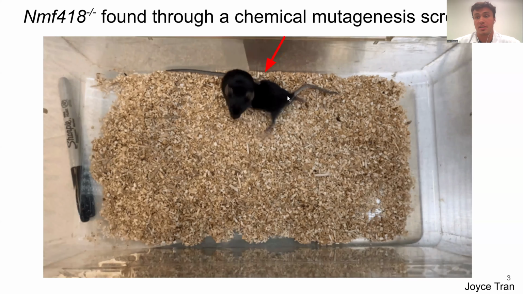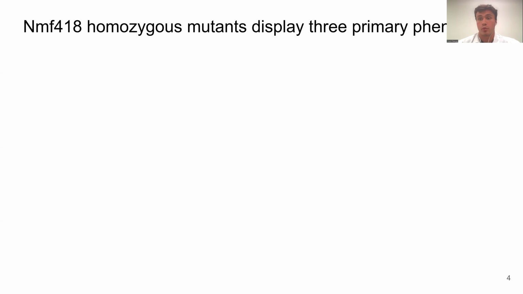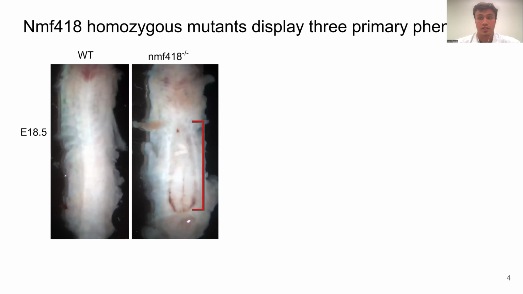And so what are the phenotypes that these mice display that we originally found? The first of these phenotypes is a failure of the vertebral column to close around the spinal cord. So we can see on the wild type here on the left that the vertebral column is completely fused, leaving no opening or exposure of the spinal cord. Although on the right here in the NMF418 homozygous mutants, there is an opening in the vertebral column. The bones have failed to fuse, resulting in an exposure of the spinal cord to the external environment, as is indicated by the red bracket.